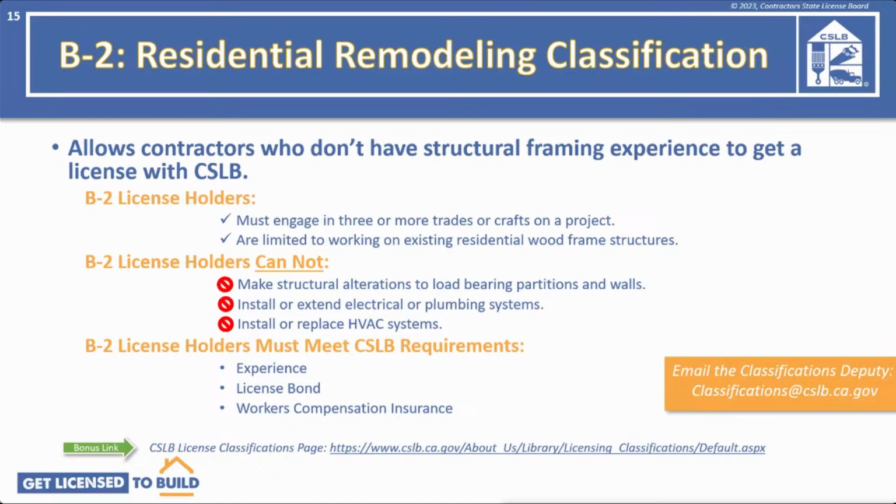Like all other CSLB licensees, B2 applicants and licensees must comply with CSLB experience, examination, license bond, and workers' compensation insurance requirements. If you have any more questions about the B2 license, email the classifications deputy at classifications@cslb.ca.gov.